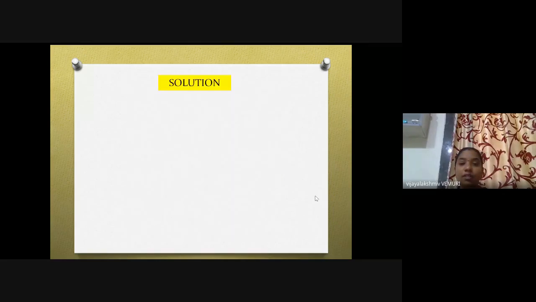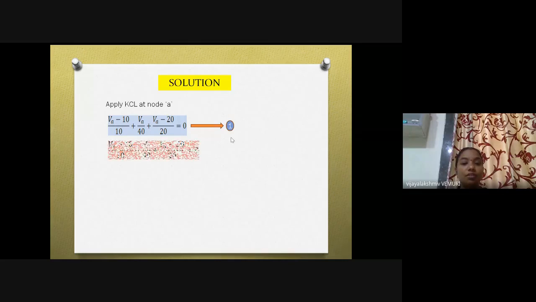So you just observe. I'll just wind it up in 1 minute, don't worry. So this is our equation. See how I wrote it: VA minus 10 by 10 plus VA by 40 plus VA minus 20 by 20 is equal to 0. So if I simplify this, this is the first equation.